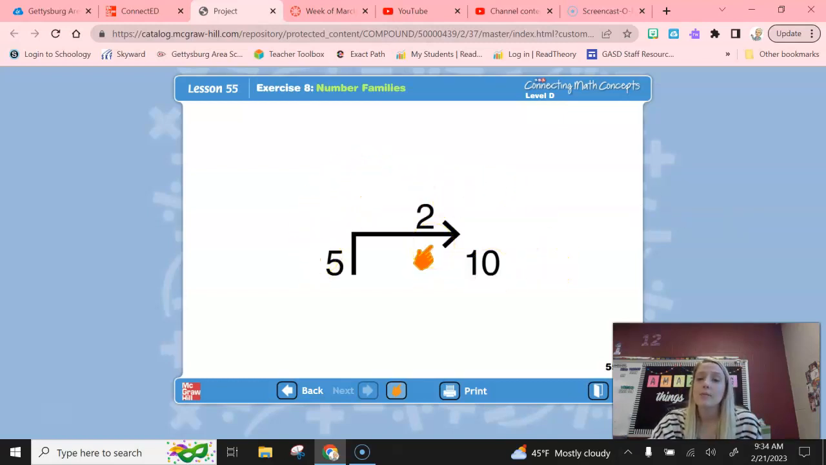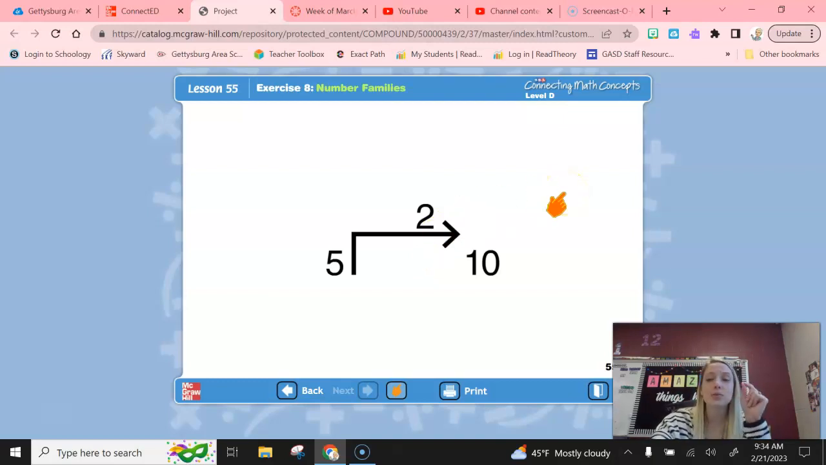Who can give me the commutative property, which means switching the numbers? Instead of 5 times 2 equals 10, we would say 2 times 5 equals 10. Remember, multiplication is commutative. That means you can switch the order, and the answer is still the same.